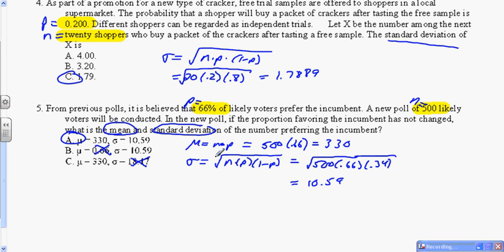That's a pretty good picture of the types of questions we'll see. So hopefully this helps.